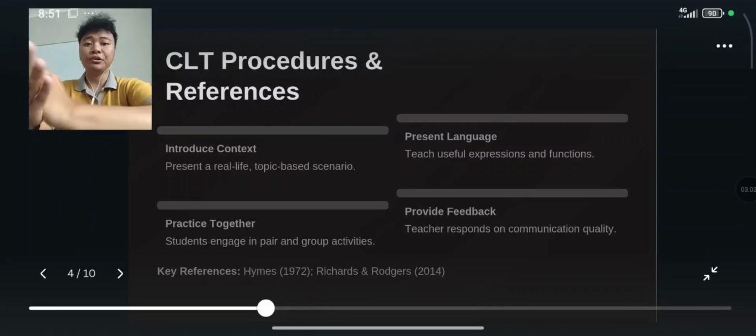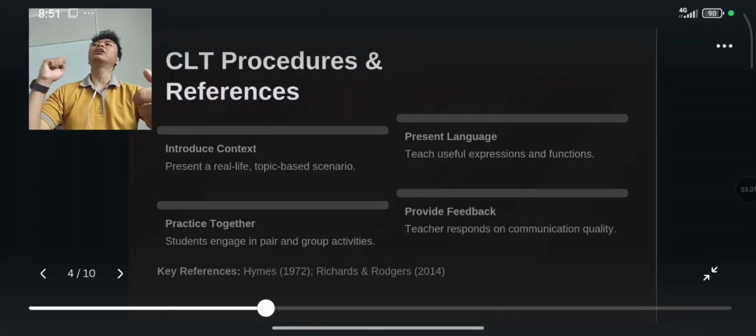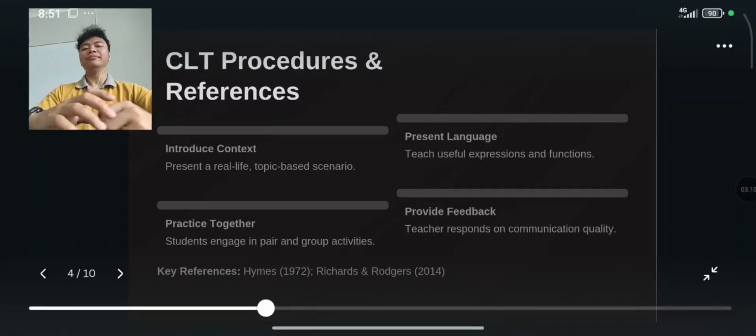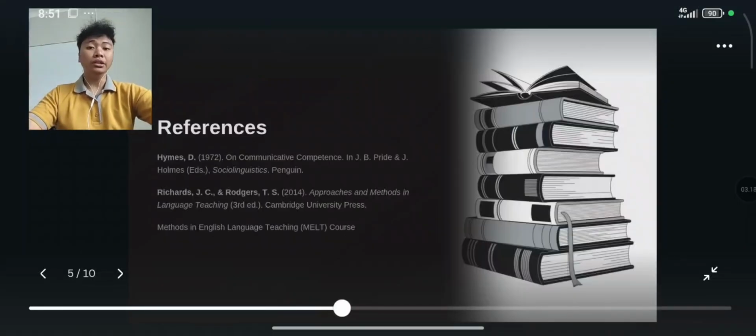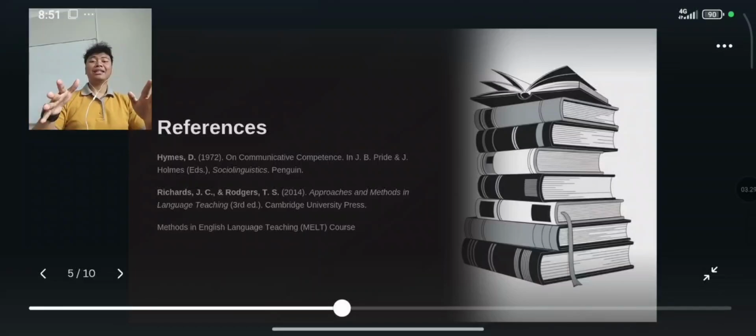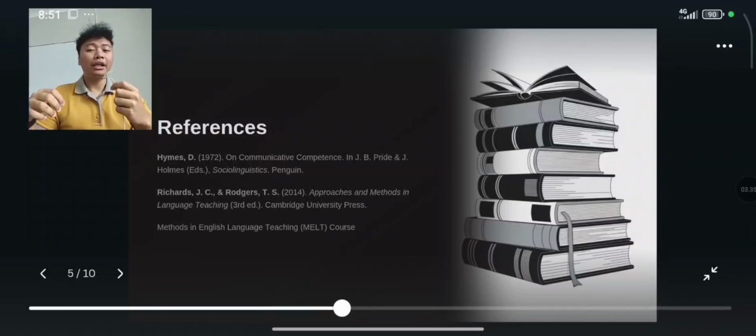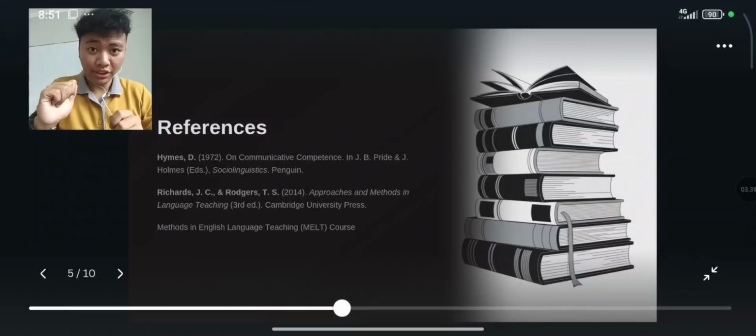Improving feedback, criticize anything that helps students to get better at communicating next time in the classroom or in real life. This is the reference I used in building this material. That's my explanation about communicative language teaching and how I applied it in English language teaching. That I will show you in the next video.